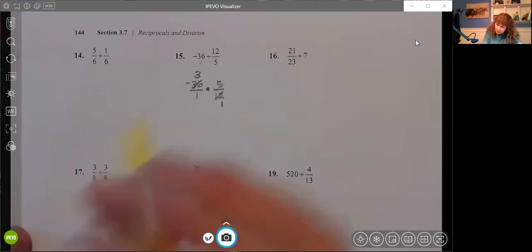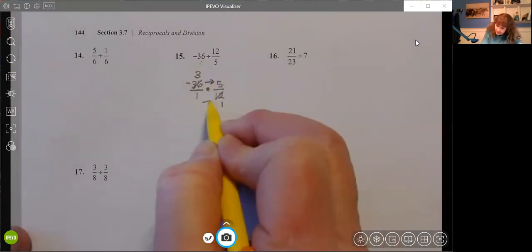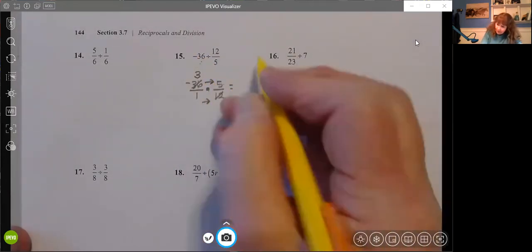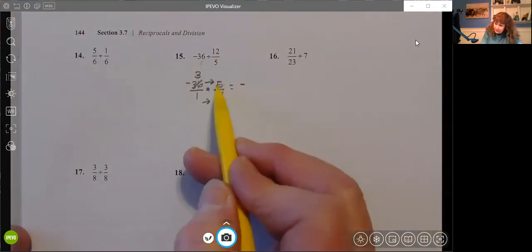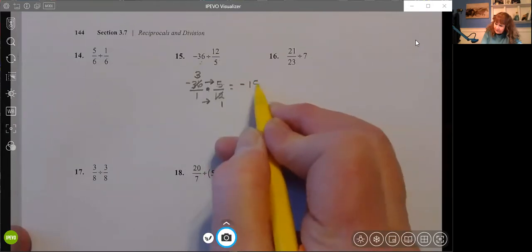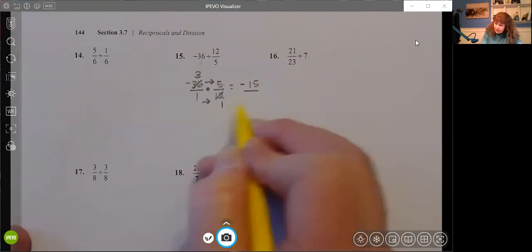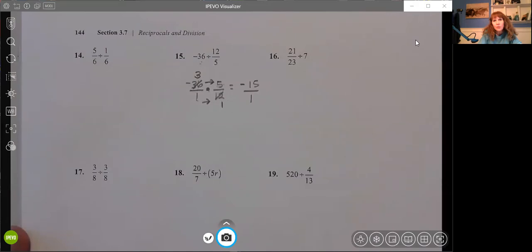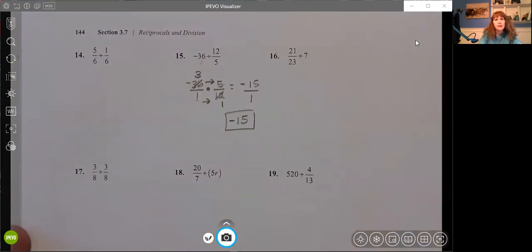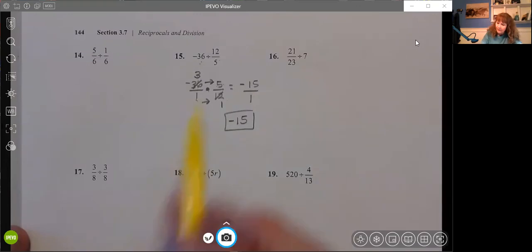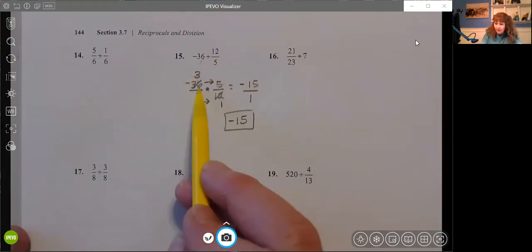So now when I multiply straight across, I know my answer is negative. 3 times 5 is 15. 1 times 1 is 1. When I have the 1 in the denominator, we'll just drop it. So your answer is a negative 15. All righty. Well, that's what happens if you have an integer for your very first number.